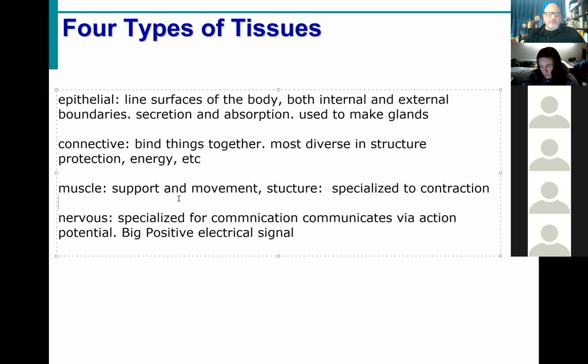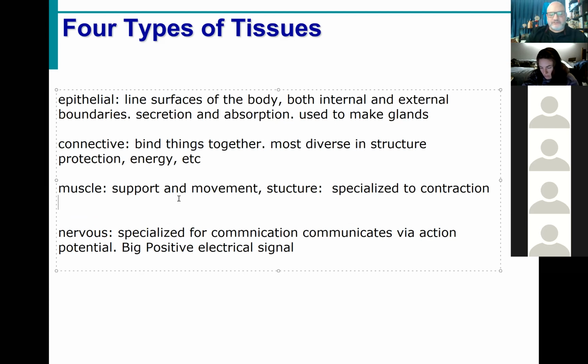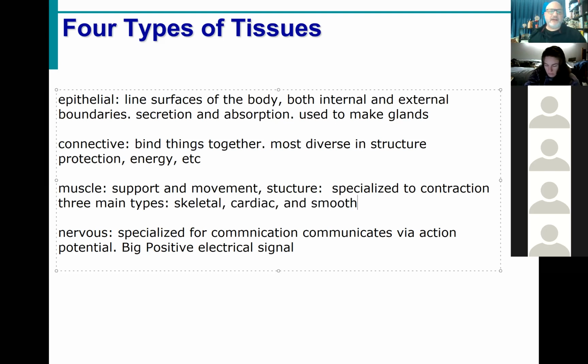Now, there's one more thing I think we've known about muscle tissue, which is that it comes in 3 flavors. Skeletal, smooth, and cardiac. There you go. Skeletal, cardiac, and smooth. Excellent. So there you go. There are our 4 tissue types: epithelial tissues, connective tissues, muscle tissues, and nervous tissues.